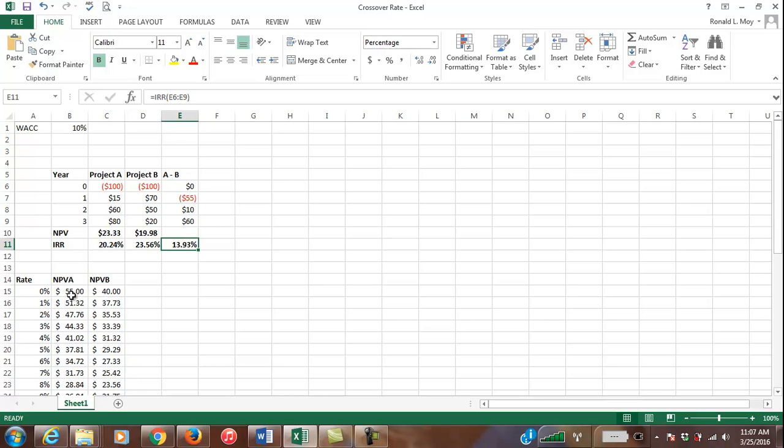I've computed the NPV for A and the NPV for B at different interest rates, starting at 0, and I think I went up to 30%. And you just put the formula in. I set it up so that this interest rate would change, with no dollar sign in front of the 15, but I have these cash flows in here.